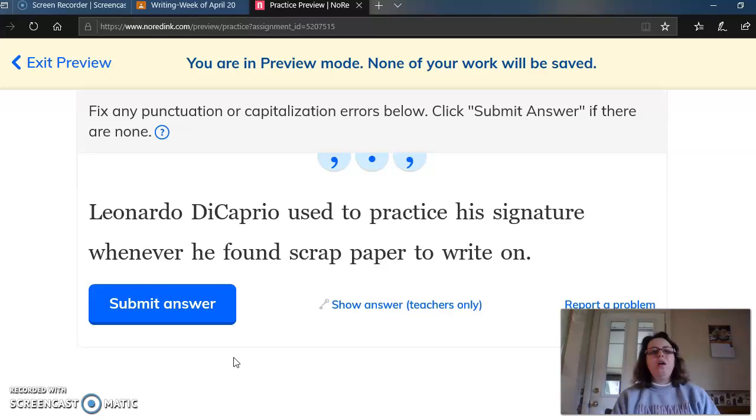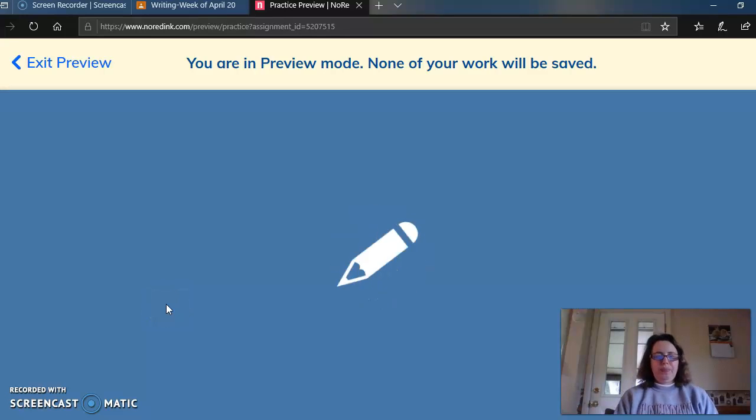That's independent. He found scrap paper to write on. That could be its own sentence. That's independent. So we're just going to leave this alone. We don't need to put commas. Remember, our general rule is we're not going to put commas. So I'm going to hit Submit.